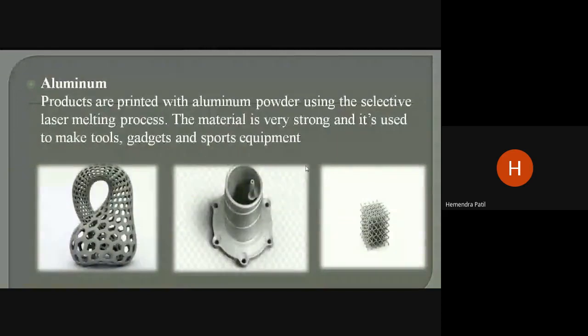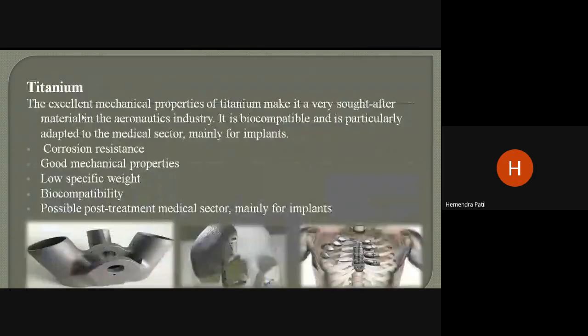The next material is aluminum. Products are printed with aluminum powder using the selective laser melting, SLM, process, and the material is very strong and used to make tools, gadgets, and sports equipment. Here I have shown images made from aluminum powder. So SLM is the method used for such material here. I have shown one video also.